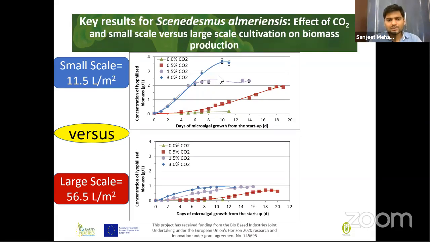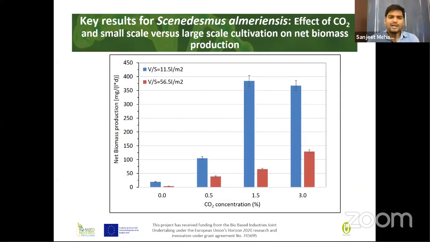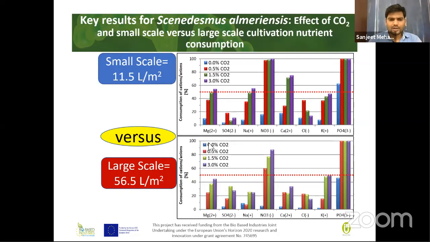In both cultivation systems, we found that increasing CO2 concentration had a positive effect on biomass productivity. The net biomass productivity analysis also gave us the estimation that it was very high in the small scale cultivation system compared to the large scale system. We also assessed the nutrient consumption efficiency, and we found that in the large scale system it was very low compared to the small scale cultivation system.